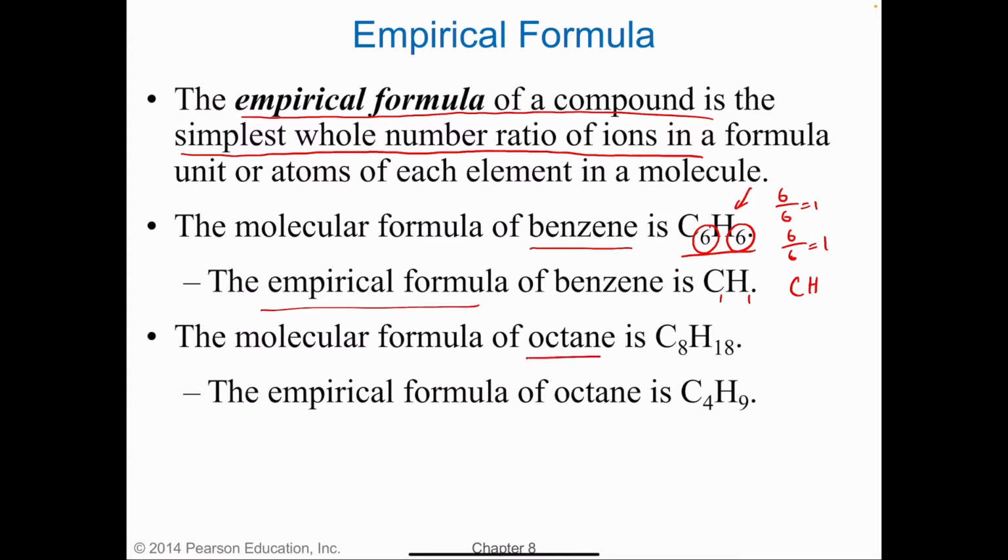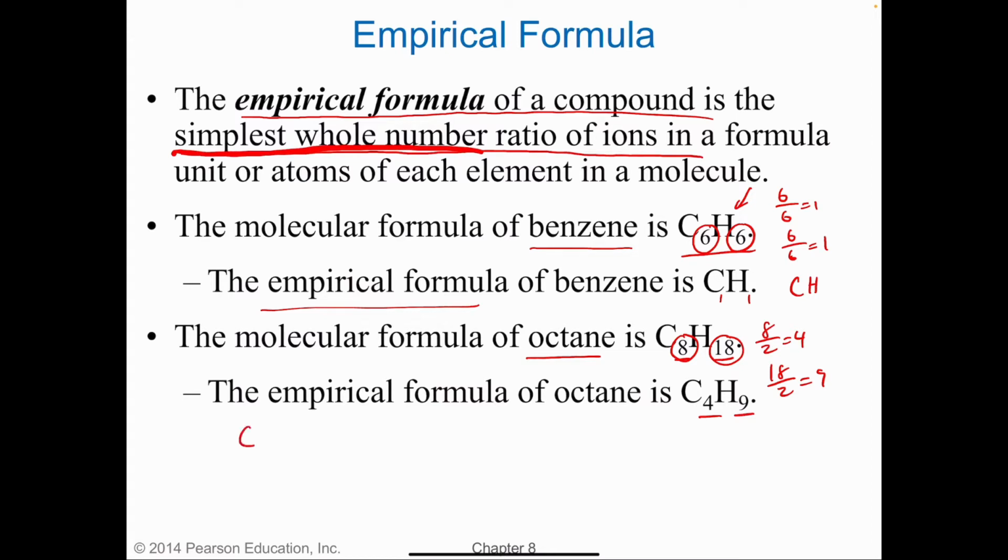Another example, octane. The formula for octane is C8H18, and notice that both of these numbers are divisible by 2. So 8 divided by 2 is 4, and 18 divided by 2 is 9. And then those are not also divisible by some common factor. They're not divisible by 3, they're not divisible by 2. So that tells us that our empirical formula is C4H9. So we've reduced it to the simplest whole number ratio.